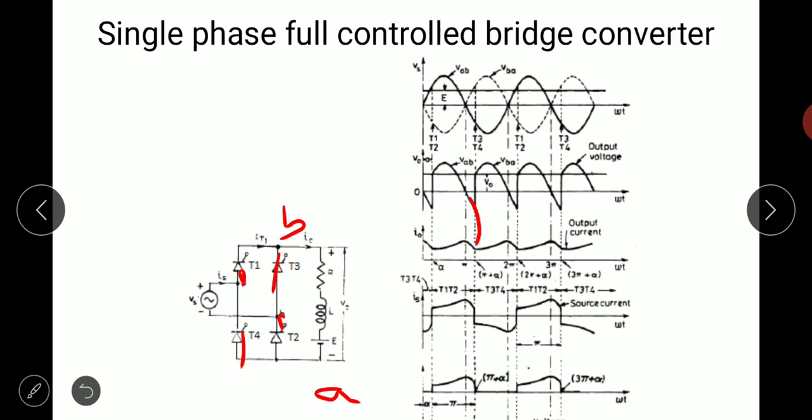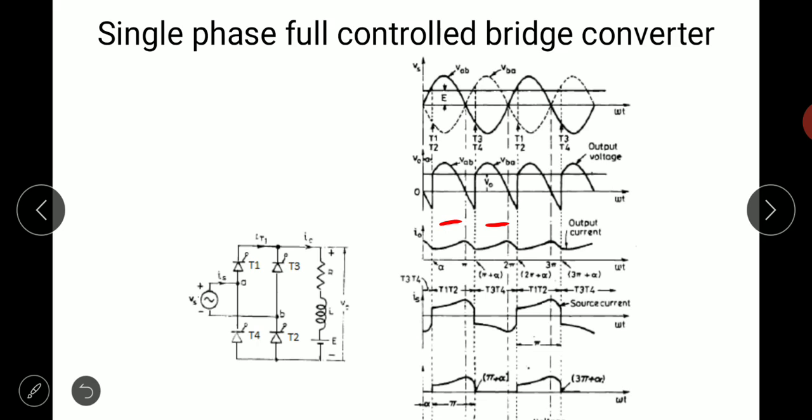The load voltage is not Vm sin omega t, but it is now reverse of supply voltage. It is minus Vm sin omega t. So minus Vm sin omega t is this dotted line. So we have drawn V0 as equal to minus Vm sin omega t. So you just have to remember that when T1 and T2 will be conducting, the load voltage will be equal to Vm sin omega t, and when T3 and T4 will be conducting, the load voltage will be equal to minus Vm sin omega t. In this case, T1 and T2 are conducting, and in this case, T3 and T4 are conducting.